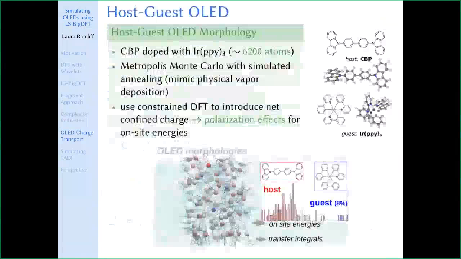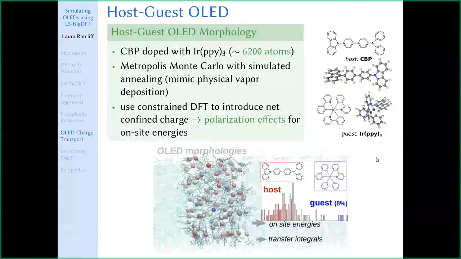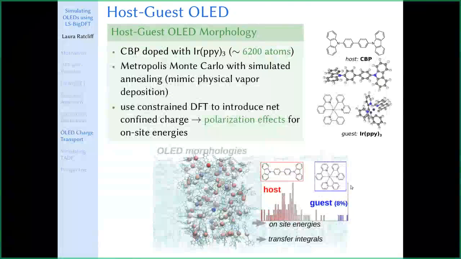So how do we put all these things together to be able to look at OLEDs? One of the examples we looked at a few years ago now was this host-guest OLED system, which I mentioned already. This is CBP, a classic host molecule, doped with 8% of this iridium ppy3 classic guest molecule. So we have some kind of large realistic disordered morphology. And what we were interested in is understanding how the charge transport parameters are affected by this environment, partly using constrained DFT to understand the polarization effects.